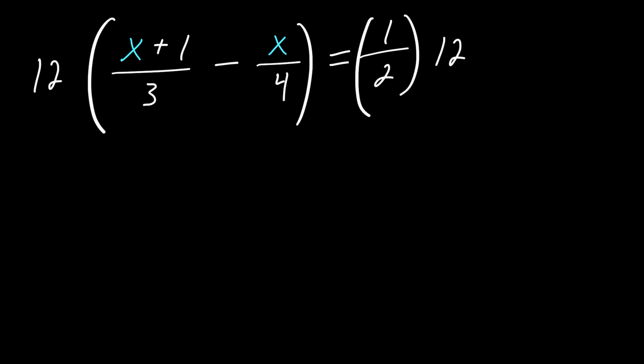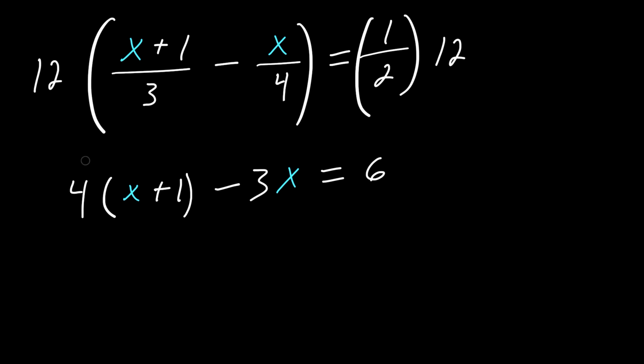So what we can do is take 12 and divide it by 3 and then multiply it by the numerator. So what's 12 divided by 3? That's going to be 4. So we can go 4 times (x + 1). And then we can do the same thing for the other side. What's 12 divided by 4? That's going to be 3. So minus 3x. And then what's 1/2 multiplied by 12? That equals 6. So now let's distribute this 4 into everything in here.